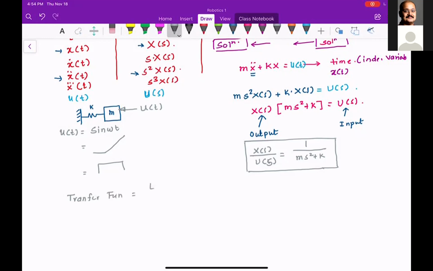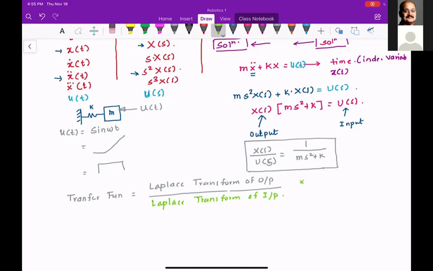So transfer function is the Laplace transform of output divided by the Laplace transform of input. And you will see transfer functions are super important when we study the dynamics of robots, or for that matter, any system dynamics.